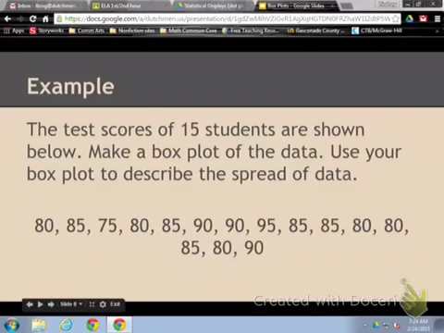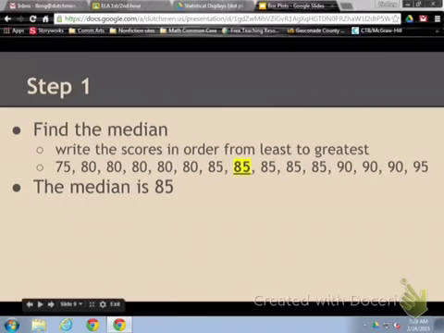Okay, here's another example. The test scores of 15 students are shown below. This time we're going to make a box plot of the data and then use that box plot to describe the spread of data. So here are all of our data points. The first thing we need to do is write the scores in order from least to greatest so that we can find our median.